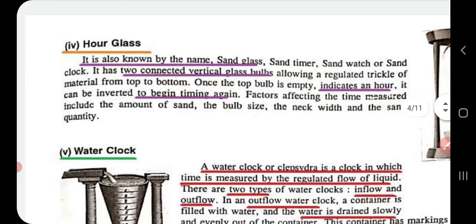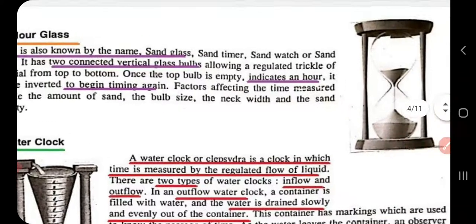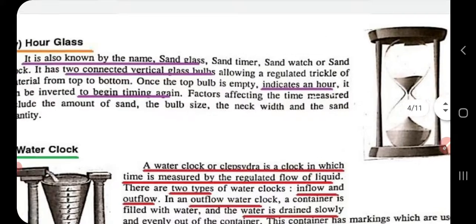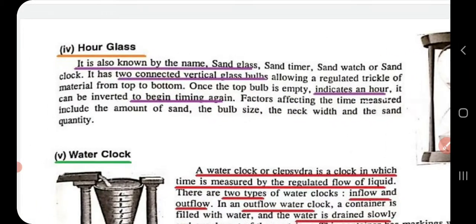Next is the hourglass, which is quite familiar. You might have seen this hourglass. It is shown in the figure. It is also called by the name sand glass, sand timer, sand watch or sand clock. It has two connected vertical glass bulbs as shown in the figure, and this allows a material to fall from top to bottom. Usually it is sand.